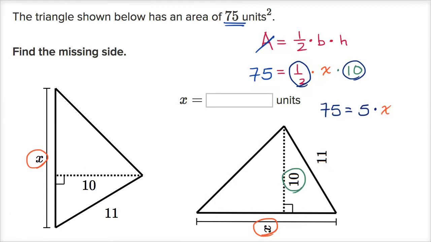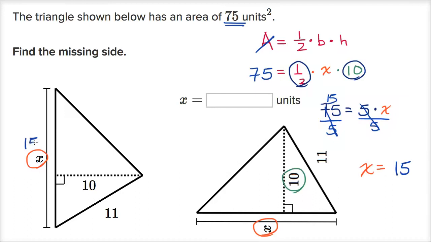You can divide both sides by what you're multiplying by x. So if you divide this side by 5, 5 times x divided by 5, you're just going to have an x left over. But these two things were equal, so you can't just do it to one side. You have to do it to both sides. So you have to divide both sides by 5. And what's 75 divided by 5? Well, that is 15. So you get x is equal to 15.